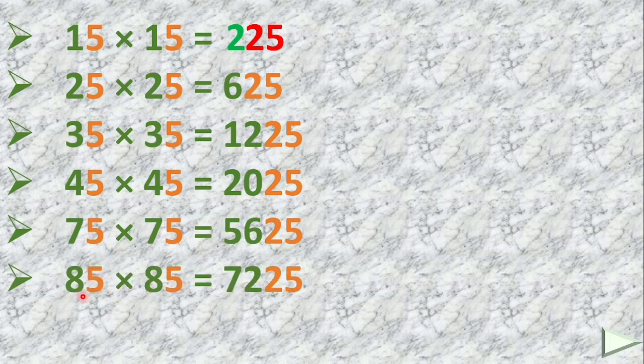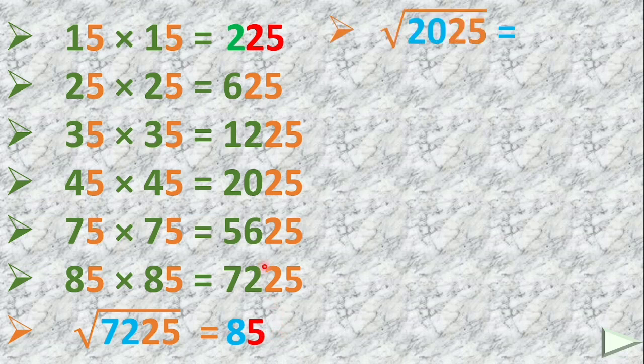85 multiply 85. 8 9s are 72 and 5 5s are 25. Now in order to find square root of this number, focus on 72. Here you need to think about those consecutive numbers whose product is 72. Answer is 8 9s are 72. So write down 8, which is smaller one. Now in place of 25, write down 5, as 5 5s are 25. So answer is 85.